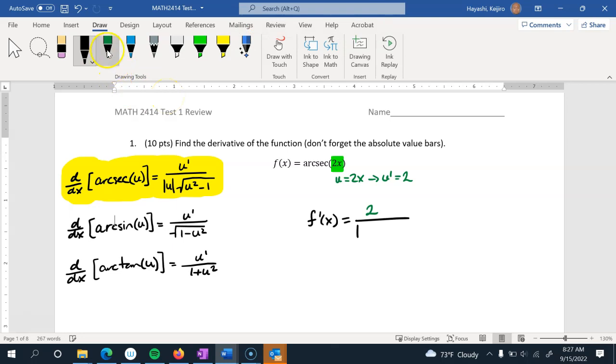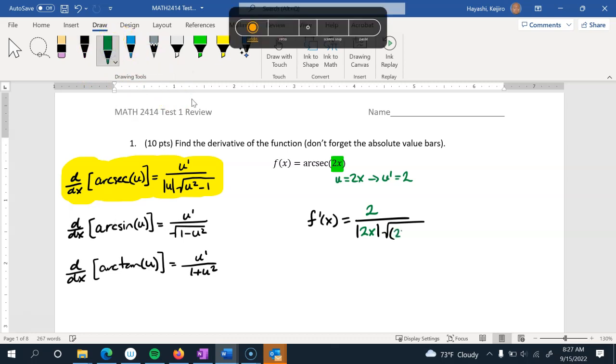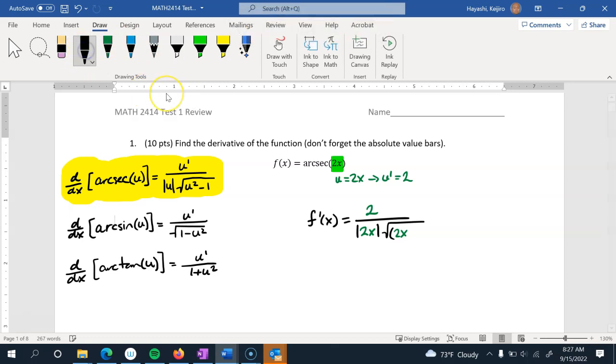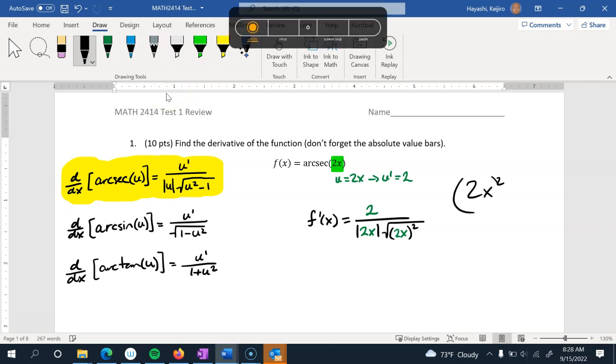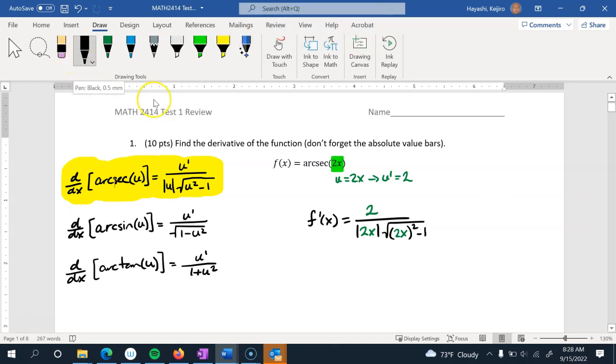Absolute value of u, so 2x, times the square root of, and of course you're going to want to do this in parentheses because you're taking the entirety of 2x and squaring it. So it's not just 2x squared, it's (2x) squared. Okay, but (2x) squared minus 1, which you can simplify.